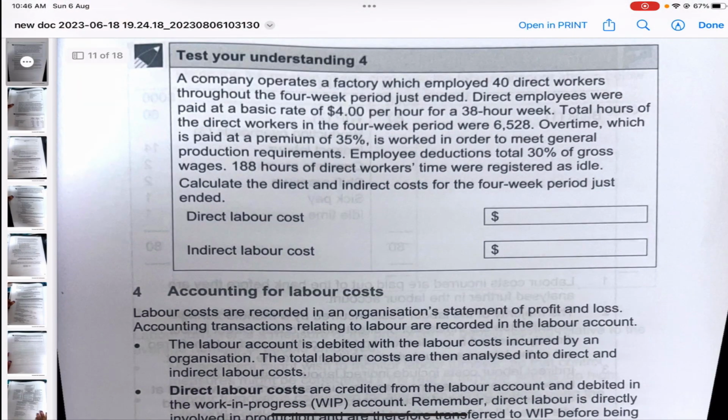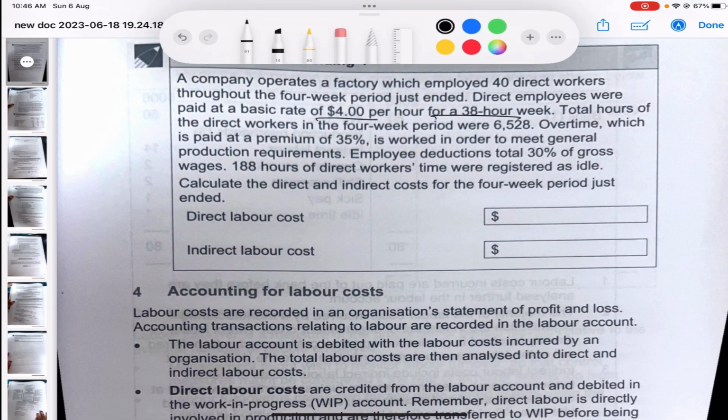Okay. A company operates a factory which employed 40 direct workers throughout the 4-week period just ended. Direct employees were paid at a basic rate of $4 per hour for a 38-hour week. Total hours of the direct workers in the 4-week period were 6528. Overtime, which is paid at a premium of 35%, is worked in order to meet general production requirements. Employee deductions total 30% of gross wages. This we won't do anything with. 188 hours were idle hours. Calculate the direct and indirect costs for the 4-week period just ended. Okay, let's start doing this question.